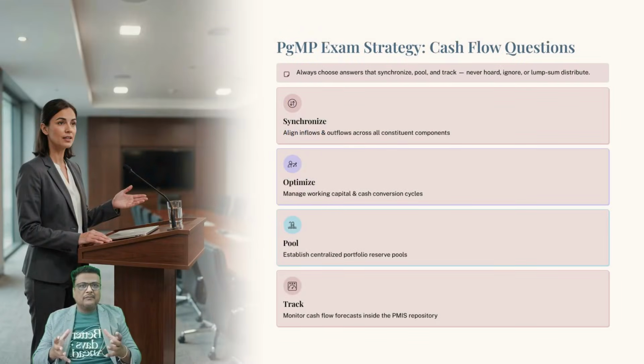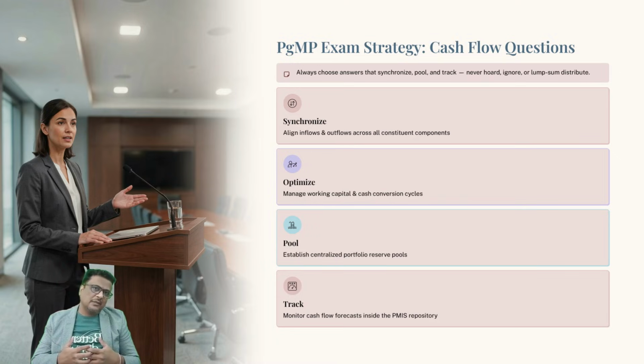We have arrived at the final stretch of our journey on optimizing portfolio level cash flow via program financials. And let's tie it all together with a winning PgMP exam strategy. The official study guide highlights that exam scenarios involving portfolio cash flow will test your ability to synchronize inflows and outflows across components, drive working capital efficiency, utilize centralized reserve pooling for liquidity management, and maintain transparent audit dashboards within the PMIS repository.